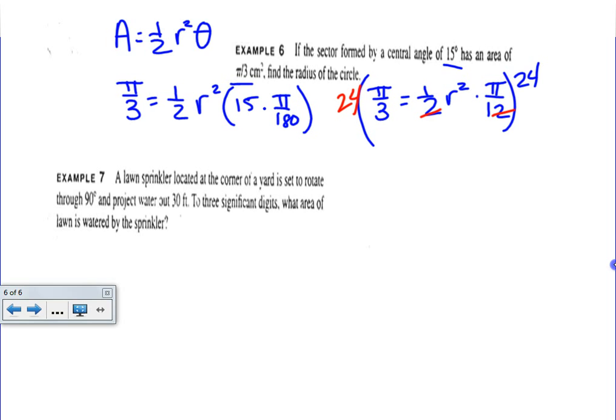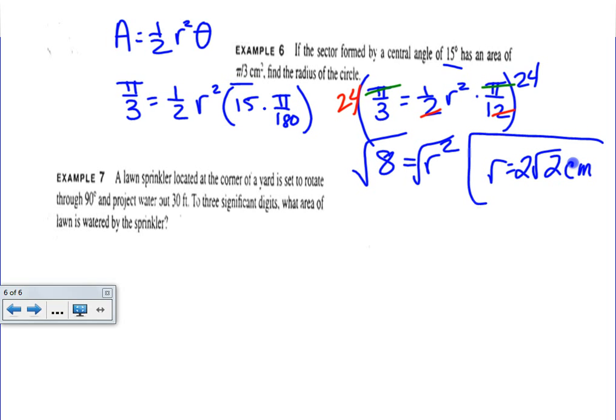Let's back up a second. This pi and this pi will end up canceling. So all I have is 8 equals r squared. Now when you square root both sides, you get radius as 2 square roots of 2, and then we have to label this. Since it was centimeters squared for the area, your radius is in centimeters.